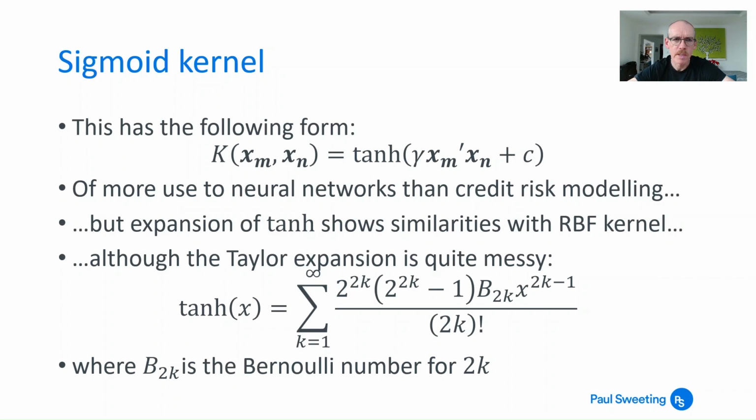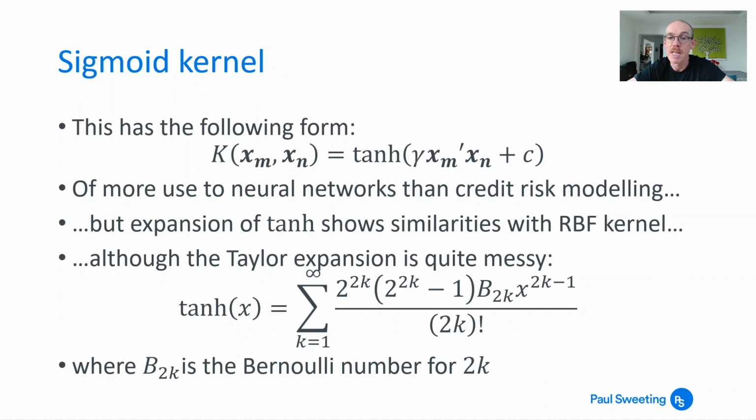Just quickly, one other kernel worth looking at is something called the sigmoid kernel. So it has an S-shaped form. This has the following formulation, which is the hyperbolic tangent of gamma xm transpose xn plus c. Now, this isn't so much used in credit risk modeling, it's more used in neural networks, but you can do an expansion of the hyperbolic tangent function, and it shows similarities with the RBF kernel.